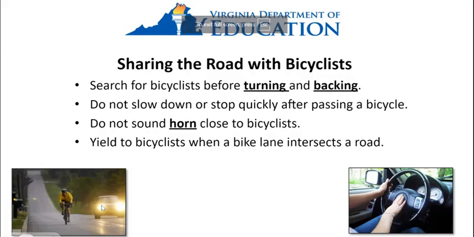Search for bicyclists before you turn and before you back up. They are much more difficult to see than regular cars. Do not slow down or stop quickly after you pass a bicyclist. Do not honk your horn when you're close to a bicyclist, and yield to bicyclists when a bike lane intersects a road.